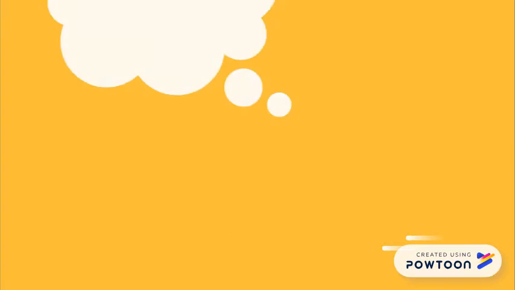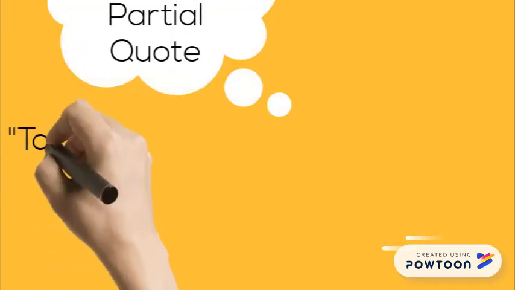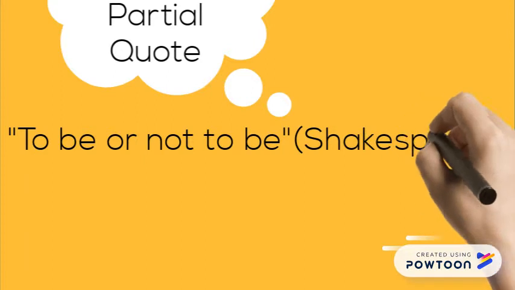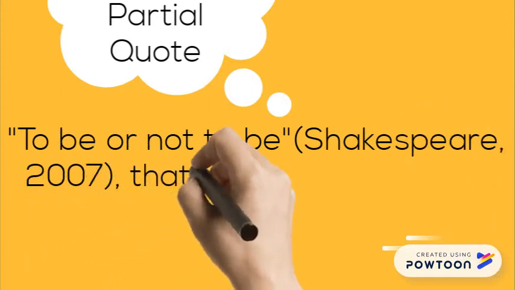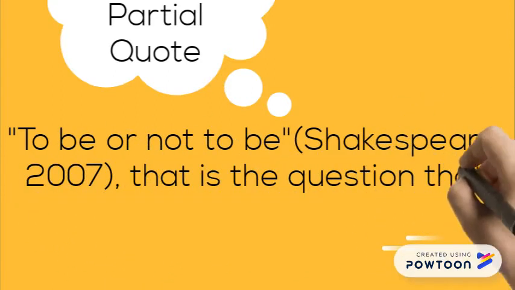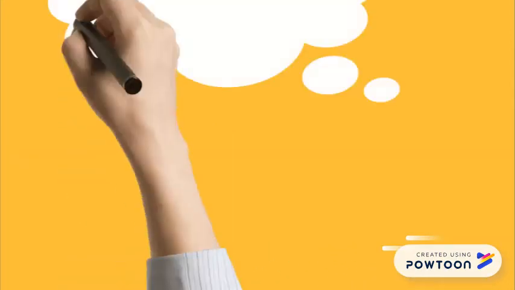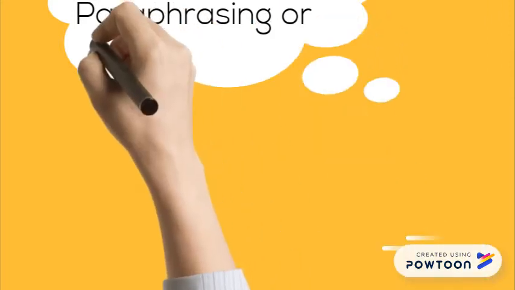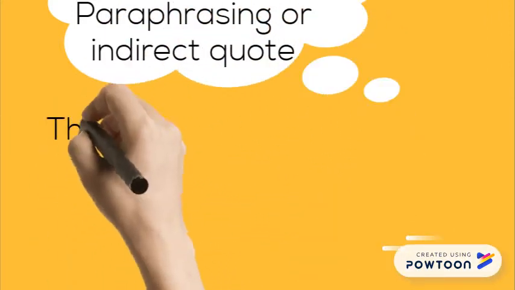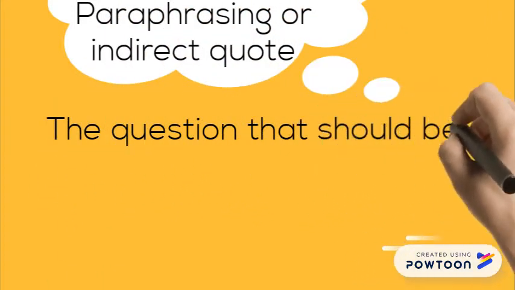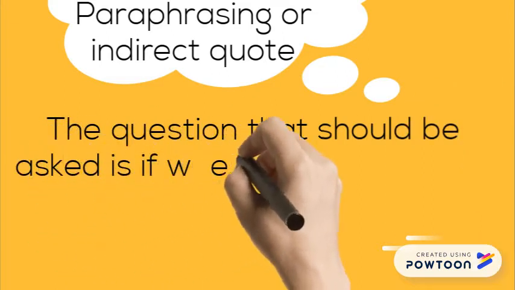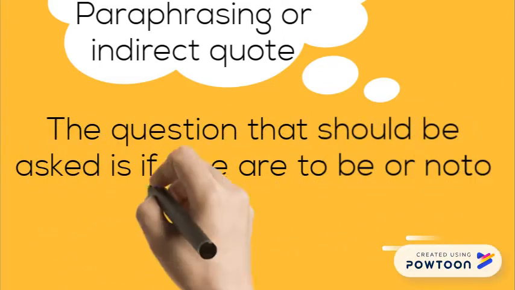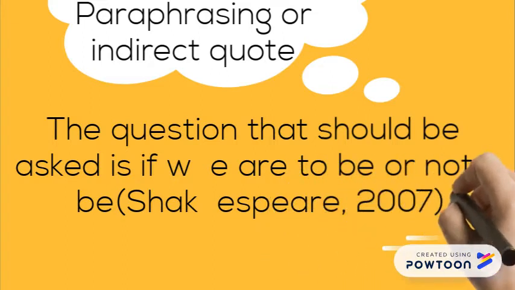There are other ways of using citations, like in a partial quote, when you only use part of a quote and not the whole thing. You also use citations when you paraphrase or use an indirect quote. So even if you're not using quotation marks, you still need to put in a citation because you are showing that it's someone else's ideas and not your own.